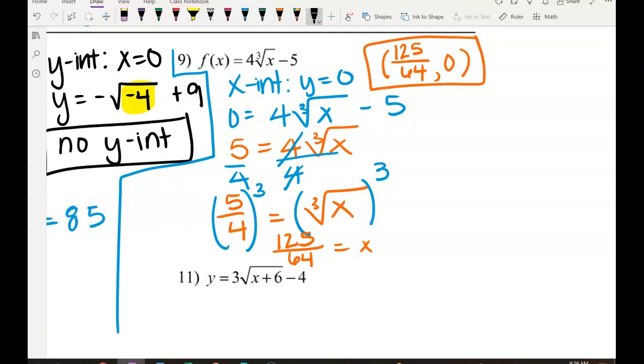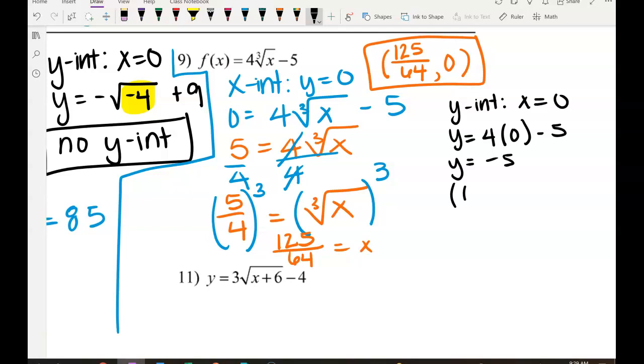Now we are going to try for y-int. I do love y-int a lot. Okay, y-int when x equals to what, Shania? Good. Cube root of 0, y'all. 0. 0 times 4? 0. So y-int is? And then we're going to write it 0, comma, negative 5. Box it up.